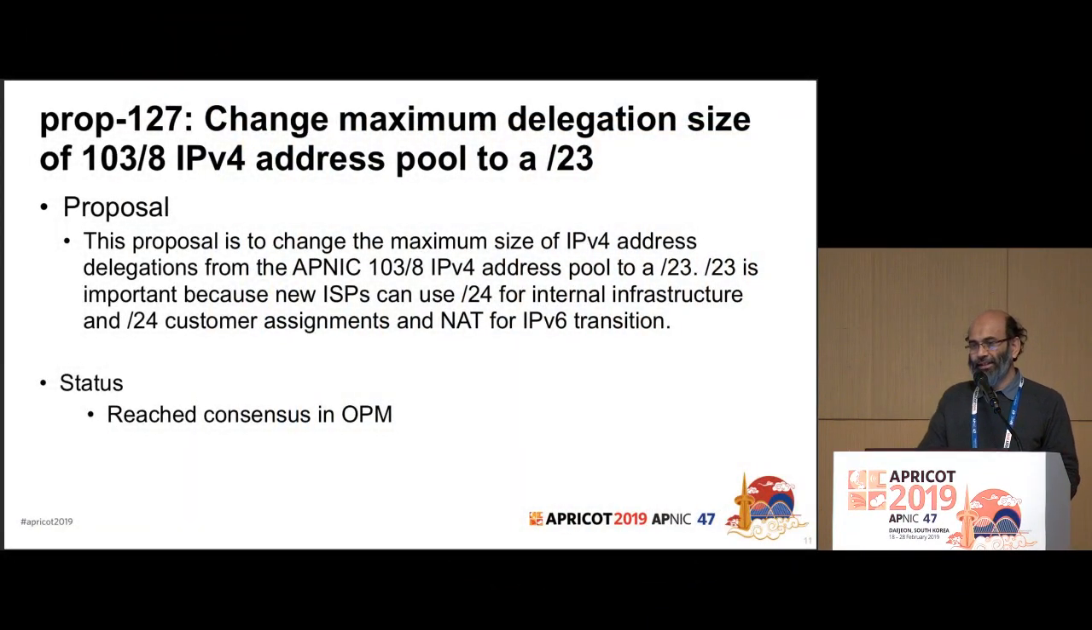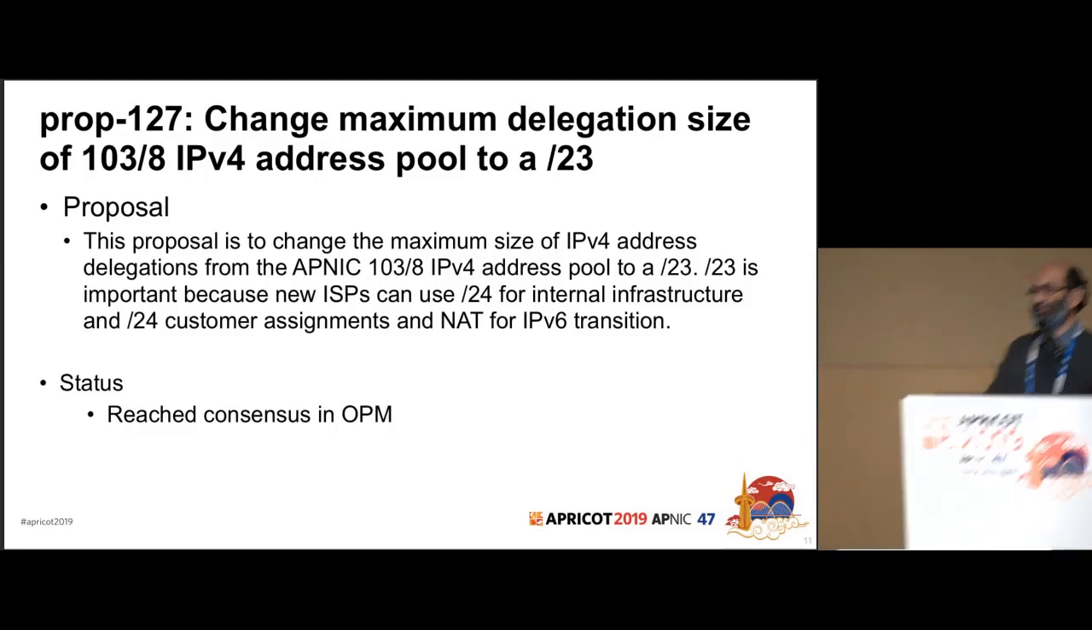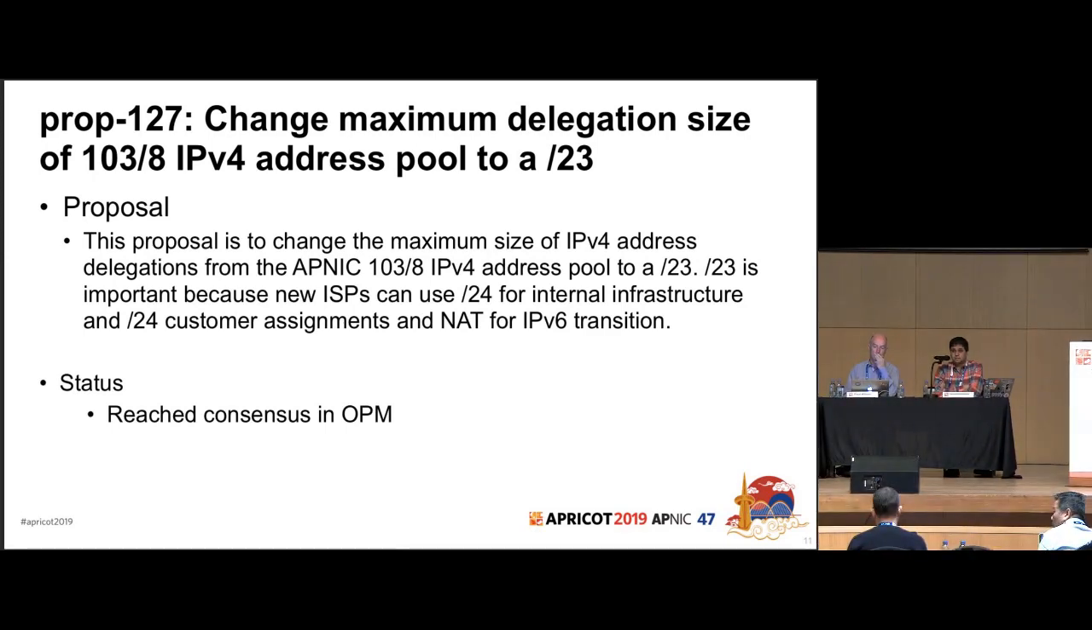Prop 127, change maximum delegation size of 103/8 IPv4 address pool to a /23, changing from /22 to /23. It also reached consensus in the policy SIG meeting. Okay, this one, I'll call for maintaining the consensus. If there is any opposition to this policy being passed, the time is now to raise your hands.